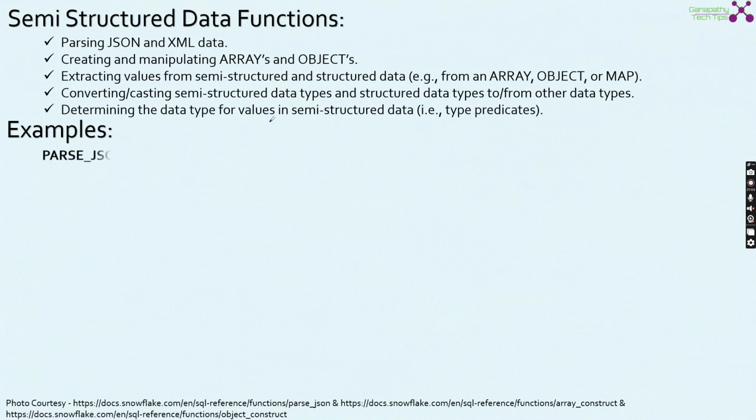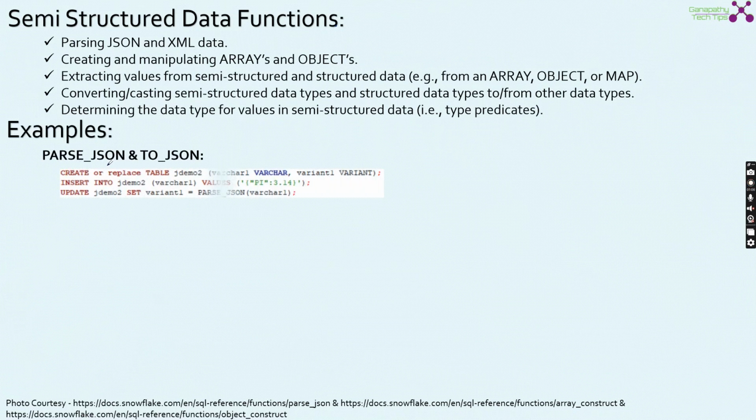Here we will see some examples. First is PARSE_JSON and TO_JSON, which is helpful to parse your JSON value. Here we are creating the JDemo2 table, which has varchar1 as varchar and variant1 as variant. Just for naming representation, we are utilizing the same. We are inserting the values pi and 3.14, where pi is the key and 3.14 is the value, into the varchar column. Then using the same value, we utilize PARSE_JSON, convert that into JSON, and store it into the variant using this update command.